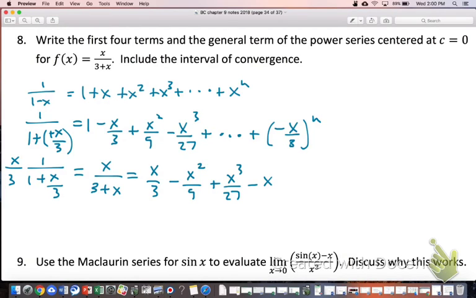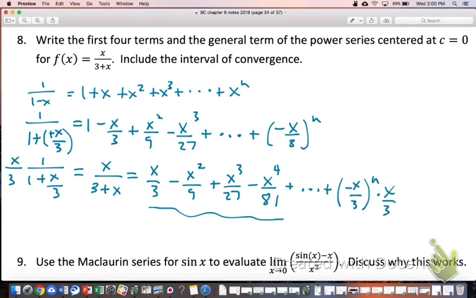What did I do here? Over 9. Oh, yeah, x to the 4th over 81. The numbers were just kind of turning sideways on me there for a second. Then it would be plus ... plus negative x over 3 to the n times x over 3. We could simplify that a bit. But at that stage, I've got the first 4 terms right there. Does that make sense? First 4 terms.